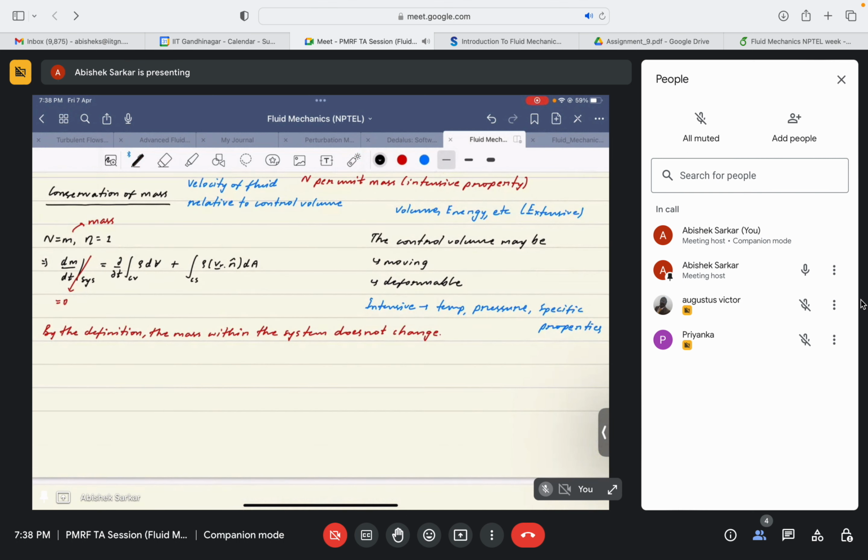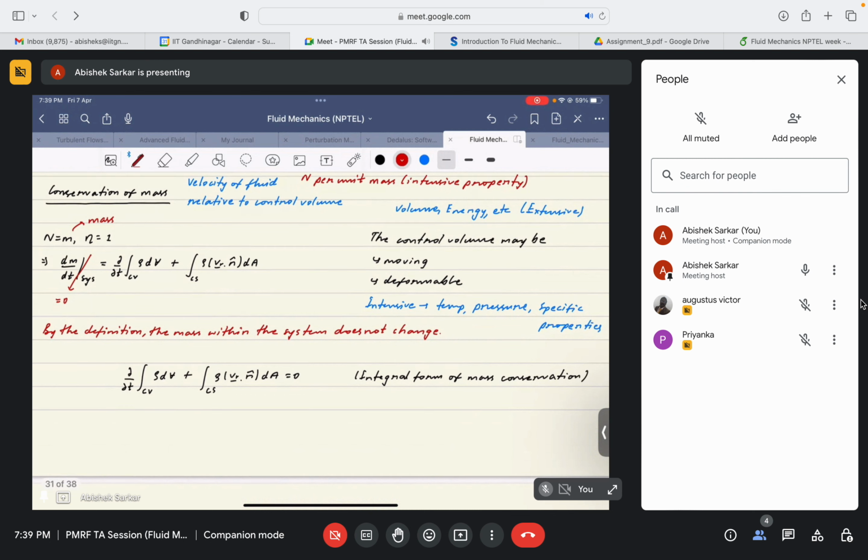Next is a problem, and I will not go through that problem. It has been discussed in the class itself. So this is again a very general form of the mass conservation without any assumption. At least till now there are no assumptions made. It's a very general form of the mass conservation, and it is in the integral form. Okay, so this is the integral form of the mass conservation.